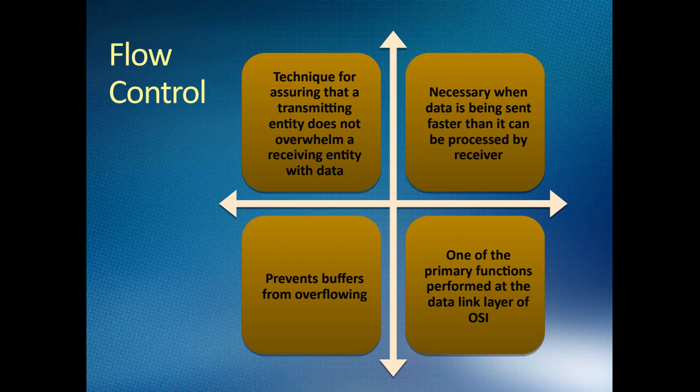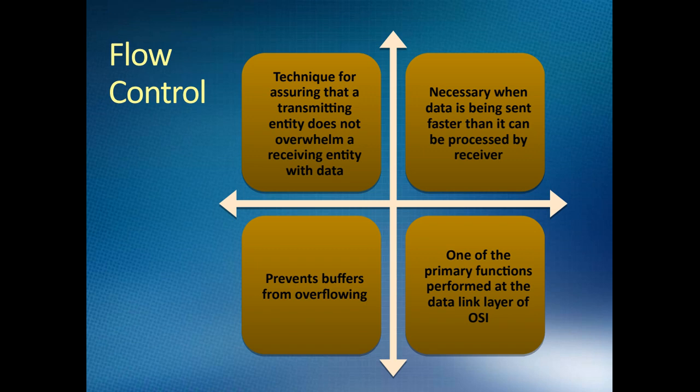Flow control, why is it needed? Why do we need to do flow control between the sender and receiver? Because maybe the sender is very fast and the receiver is slow, so that the receiver is not overwhelmed by the frames that are coming. So when the data is being sent faster than the receiver can handle, we also need to make sure that the transmitting entity does not overwhelm the receiving entity, and it also prevents buffers from overflowing.